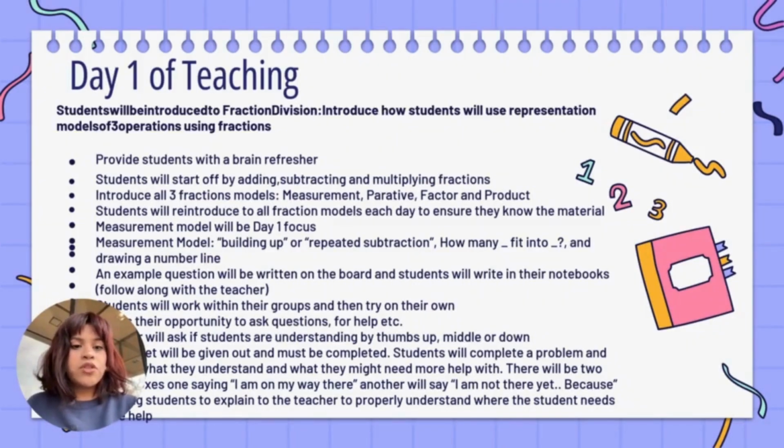An exit ticket will also be given out and must be completed. Students will complete a problem and explain what they understand and what they might need more help on. There will be two check boxes, one saying, I'm on my way there, another saying, I am not there yet, because, and then explaining why they are not there yet. Allowing students to explain this to the teacher will help the teacher to properly understand where the student needs more help.